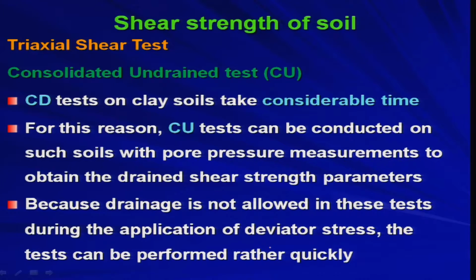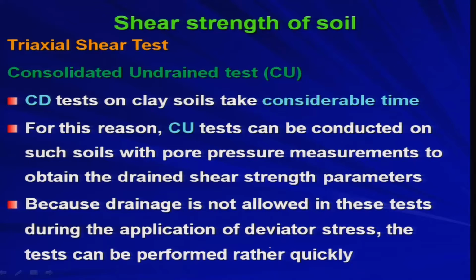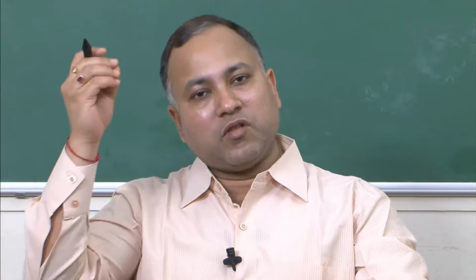Therefore, people generally perform the CU test, because drainage is not allowed in the CU test. When you are shearing it, when you are applying the deviatoric stress, you are not allowing the drainage, am I right. So, during the application of deviatoric stress, the test can be performed rather quickly, agreed, because once you allow the drainage, you have to wait as the water is expelling out, till that time.